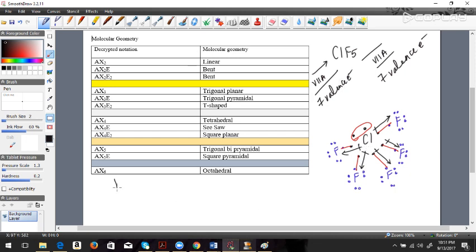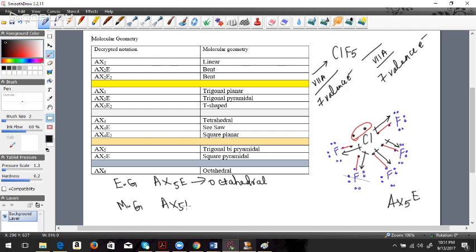So the electron geometry is very simple. We treat this as AX5E. Electron geometry would be octahedral because we treat the lone pair as a bond, whereas for the molecular geometry, which is AX5E, the E itself is not a bond, and that would be square pyramidal. And because of the lone pair, this molecule is polar.